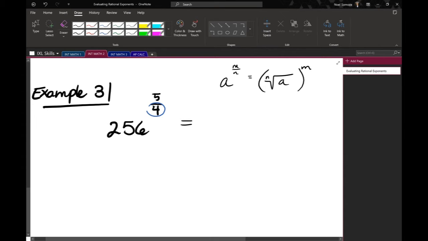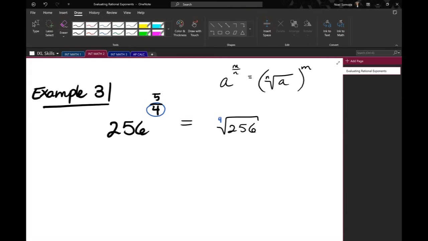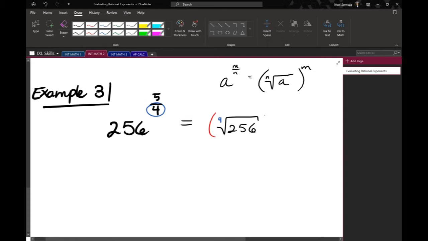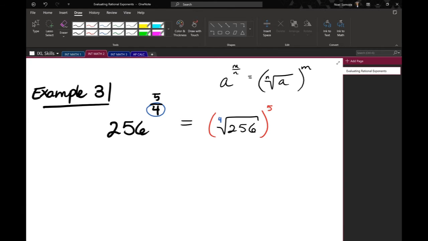So remember, I'm sorry, not a, but n is the denominator. So a, which is 256, will be inside of our root, and then we will have 4 outside the root, which means we're looking for the fourth root of 256. We're looking for a number that when you multiply it by itself 4 times will give us 256. And then we're going to take that value to the fifth power. I think this will be an easier approach than if we would have done it the other way like we did in the first two examples.